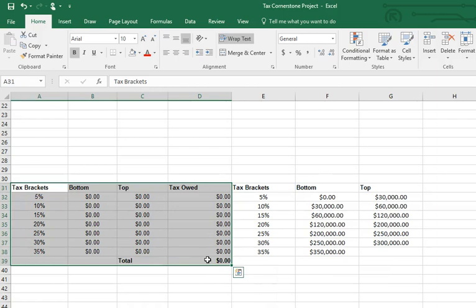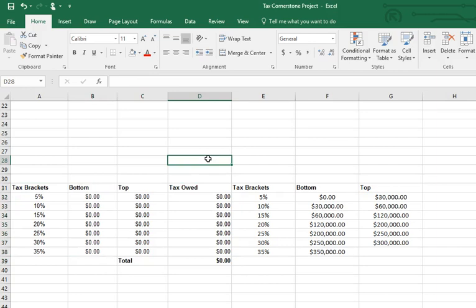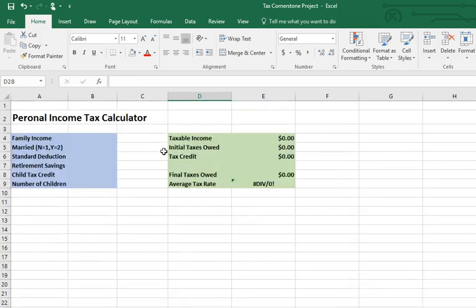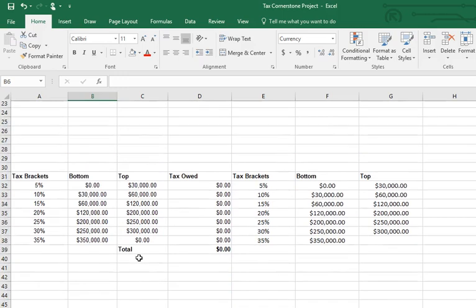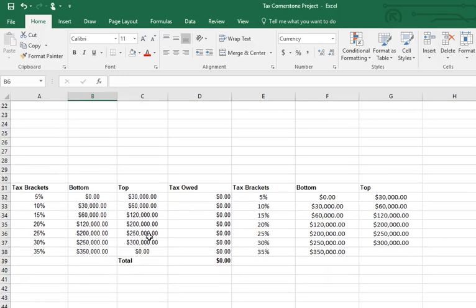So first we have to decide whether we're married or single. If we're not married, if we're single, then there's one person. We'd put a 1 in right there, and as we did on the previous video, it would take all these numbers right here and multiply them by 1. That is to say, keep you in the single tax brackets.